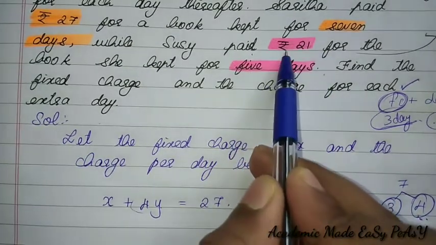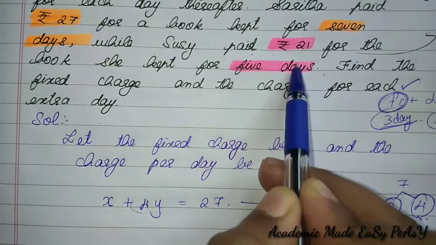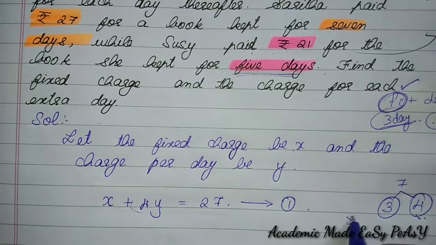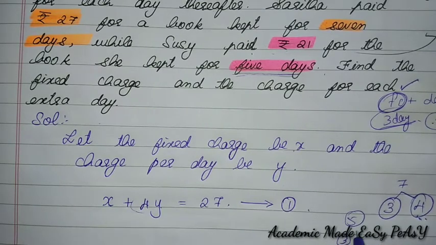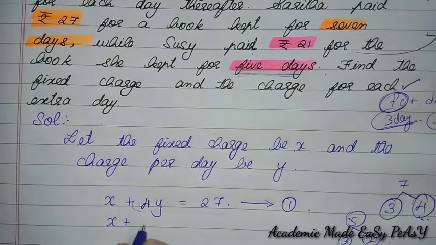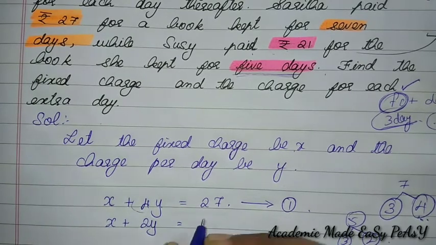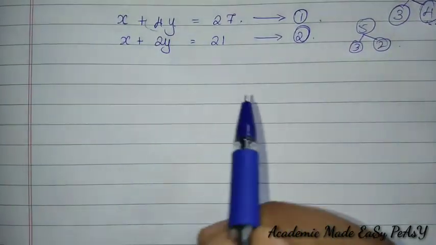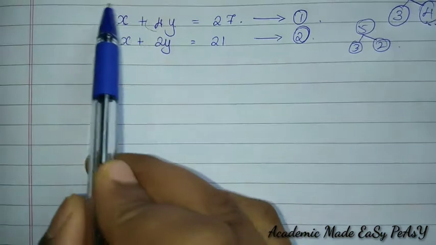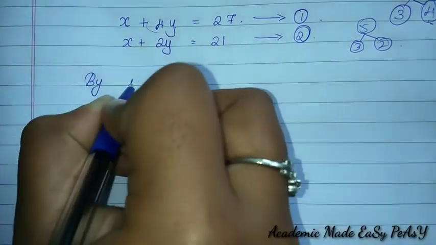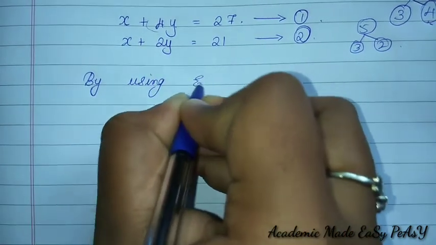Next, they are saying the total amount is 21 and she kept the book for 5 days. In those 5 days, the first 3 days are for the fixed charge and the next 2 days are for the charge per day. So x plus 2y is equal to 21. Let this be equation 2. Now we will be using the elimination method. If you check, this coefficient is the same, so directly we can subtract.